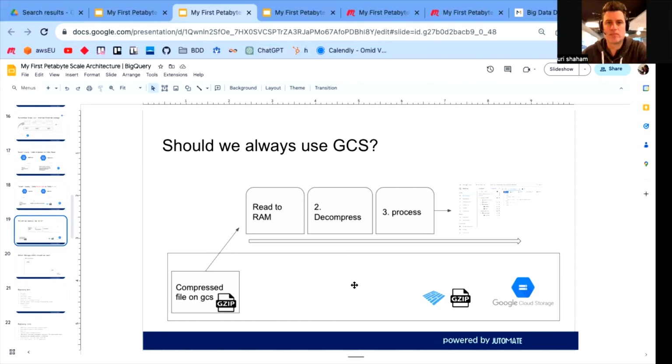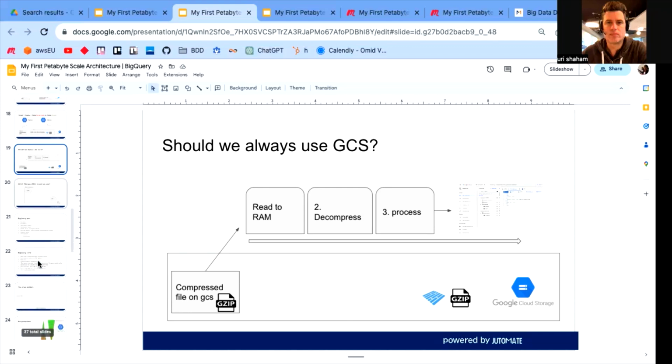Yes and no. Small file is like less than 100 megabytes, for example? Even lower than that. I'm saying very small. Okay.